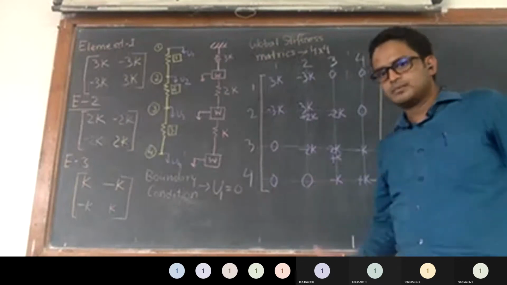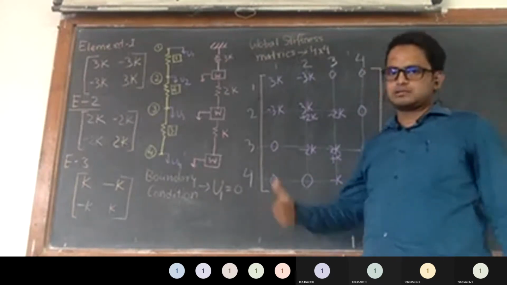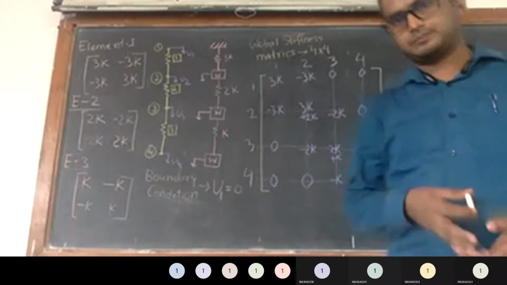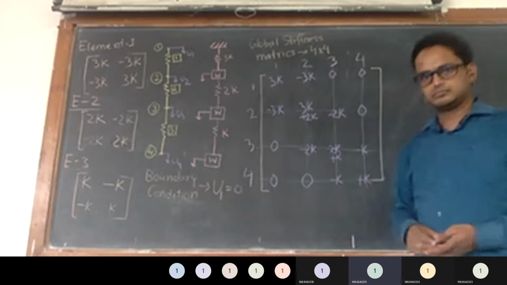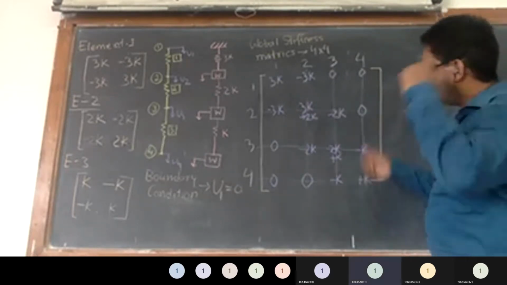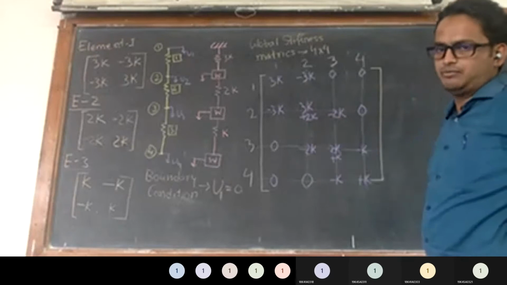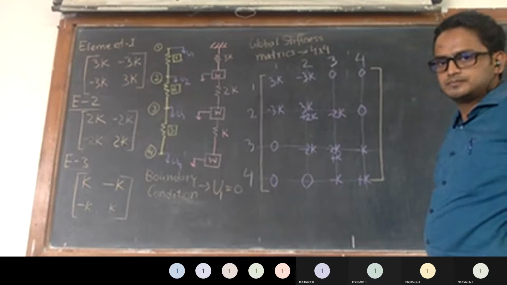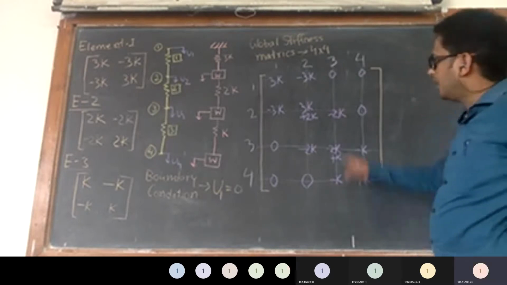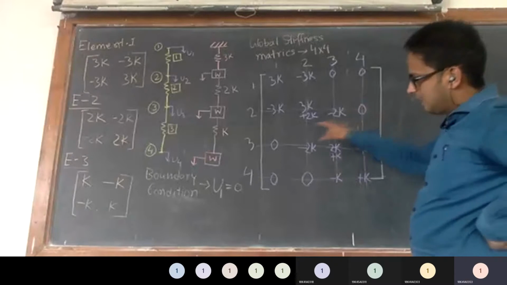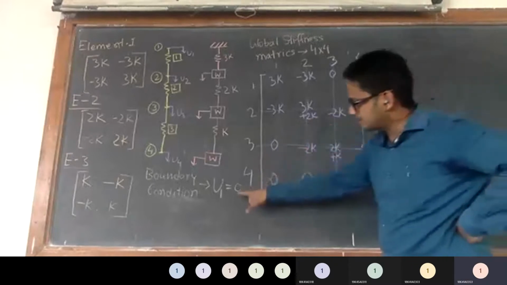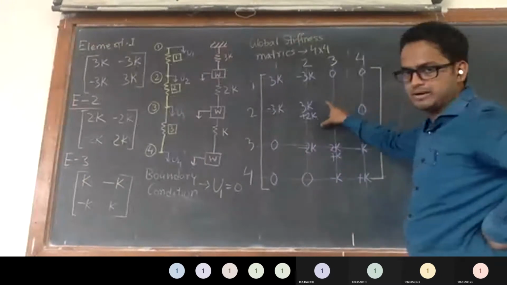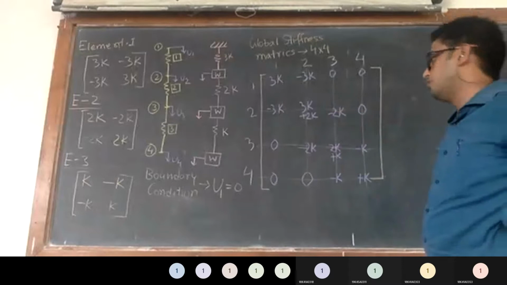I hope it is clear to all of you because we did a few problems earlier also based on this. Is that clear? Please respond. Yes, sir. Okay. So now after this, can you tell me what will be the step? Anyone? After this, you have to apply your boundary condition. If you have written your global stiffness matrix, then you have to write your boundary condition.